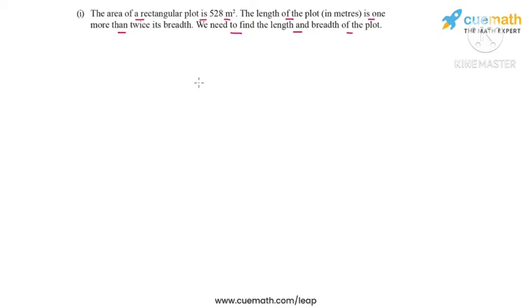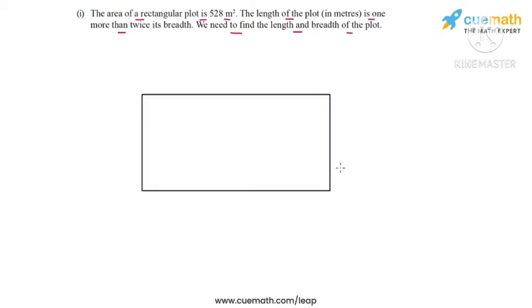So just to help us think better, let's draw a quick visual. So suppose that this is the rectangular plot, and we have to assume one of the dimensions as a variable. So let's say that the breadth of the plot is x meters. This means that the length of the plot is 1 more than twice its breadth. So the length will be twice the breadth, so 2x, and 1 more than this, so 2x plus 1. So the length of the plot will be 2x plus 1 meters.